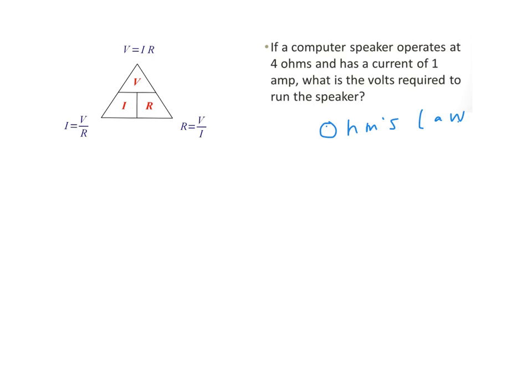It's pretty simple here. The formula is in triangle form here. I is current, R is resistance, and V is voltage. So what we can do is use the triangle to help us solve problems.